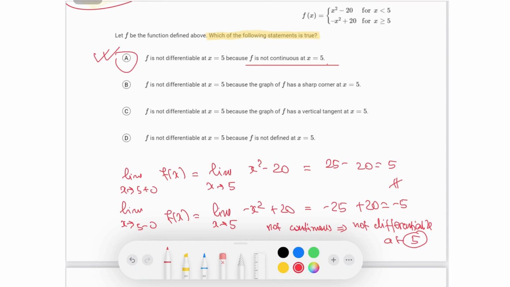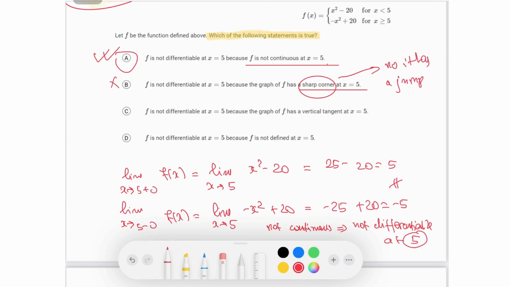Since we are looking for only one statement, you can just say, okay, I have solved this problem, or we can go through the rest. F is not differentiable at x equals 5 because the graph has a sharp corner at x equals 5. Well, it doesn't have a sharp corner, it has a jump. So this is not correct.